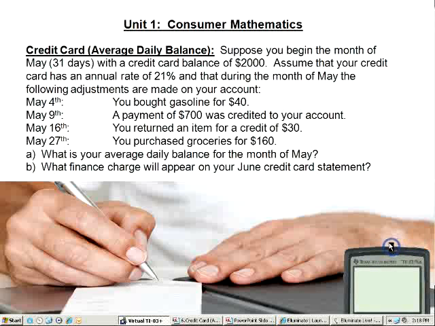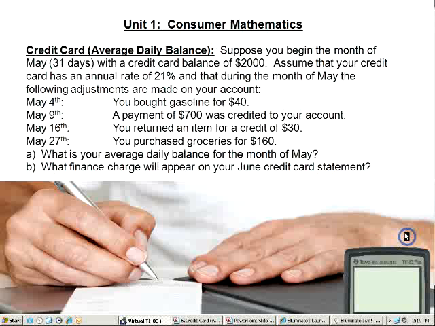Suppose you begin the month of May, which is 31 days, with a balance of $2,000 on your credit card. Suppose your credit card has an annual rate of 21%, and during the month of May, the following transactions occurred. On the 4th, you bought gas for $40. On the 9th, a payment of $700 was credited to your account. On the 16th, you returned an item for a credit for $30, and on the 27th, you bought groceries for $160. We're going to find the average daily balance for the month of May and also figure out the finance charge that will appear on your June credit card statement.